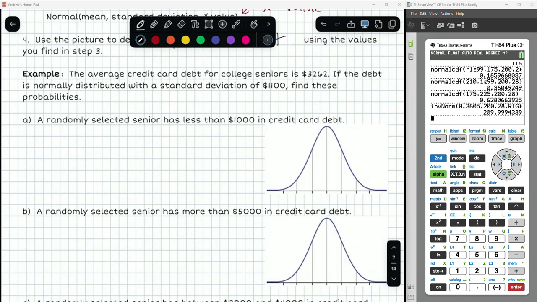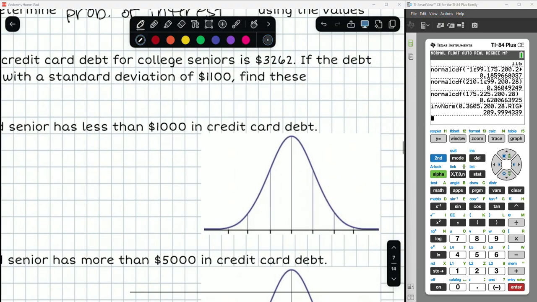So it says the average credit card debt for college seniors is $32.62. If the debt is normally distributed with a standard deviation of 1100, find these probabilities. First one says a randomly selected senior has less than 1,000 in credit card debt.